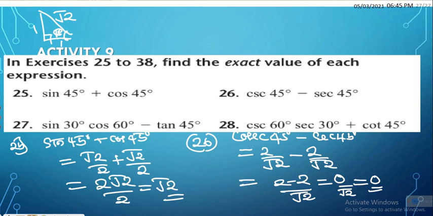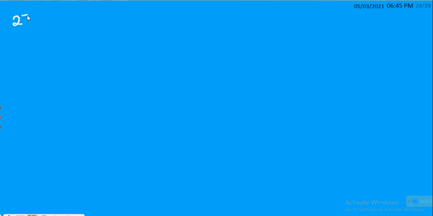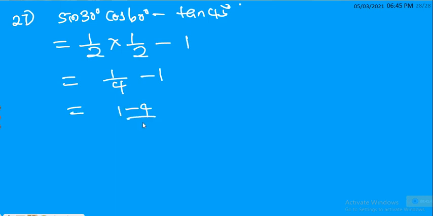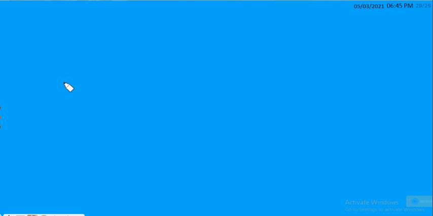We have 27. So for 27, we have sine 30 cos 60 minus tan 45. So sine 30 is 1 over 2 times cos 60, which is 1 over 2, minus tan 45, which is 1. And this is 1 over 4 minus 1, which is 1 minus 4 over 4, which is minus 3 over 4. And that is the final answer.